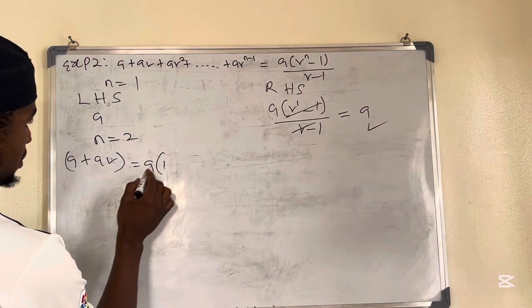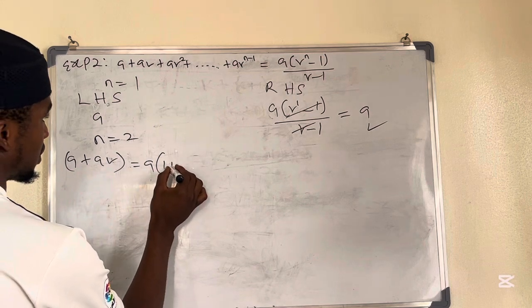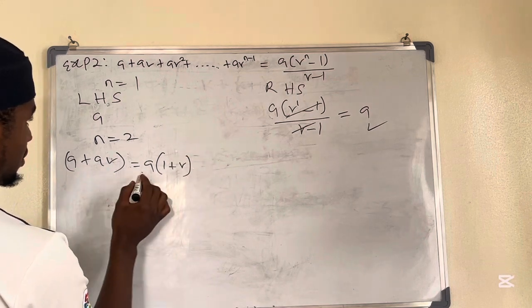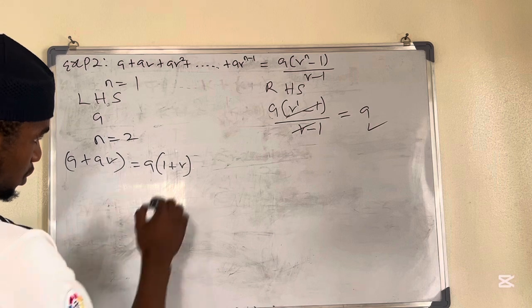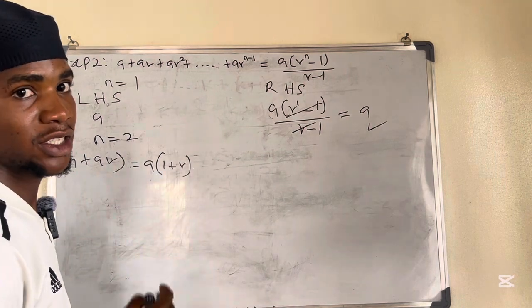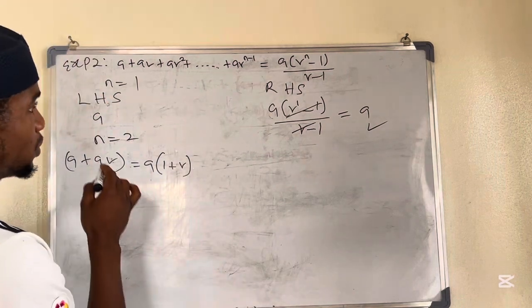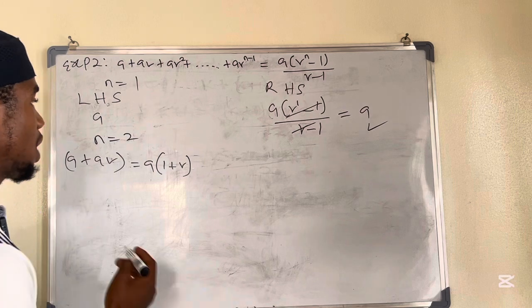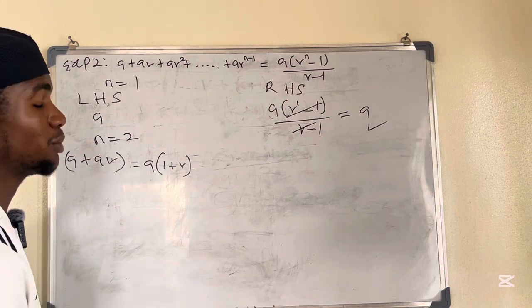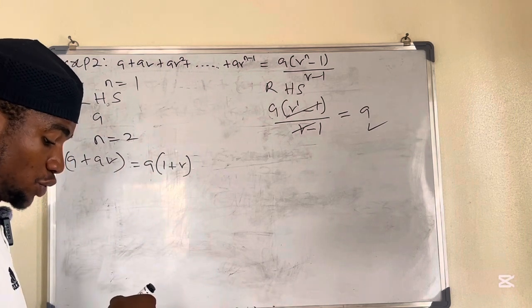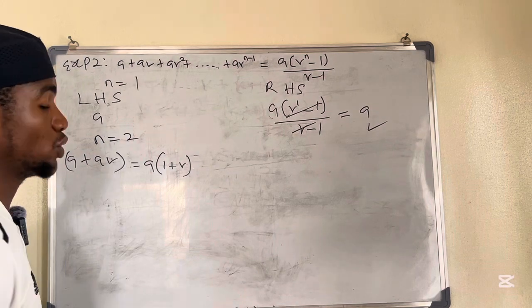Because if you say a multiplied by 1, we have a plus r. Then a multiplied by r, we have ar. So this is what we have on the left hand side. Let's see when we substitute the value of 2 on the right hand side, whether we're going to have a into 1 plus r, to show that n equal to 2 is correct.